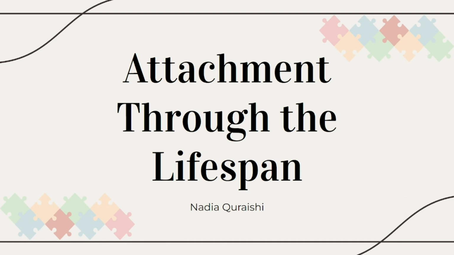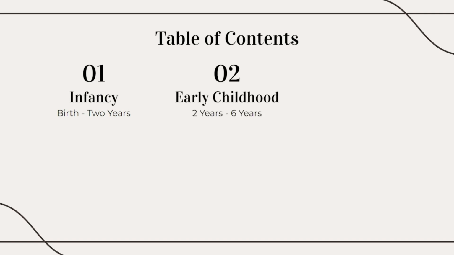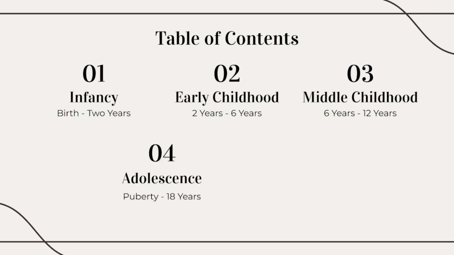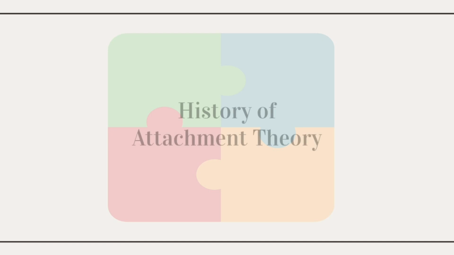In this video, I will be giving a comprehensive overview of attachment theory and how attachment changes over the human lifespan. The 5 specific stages of life that will be discussed are infancy, from birth to 2 years of age, early childhood from 2 years of age through the 6th birthday, middle childhood from ages 6 to 12, adolescence from the beginning of puberty through the 18th birthday, and emerging adulthood from ages 18 to 25.